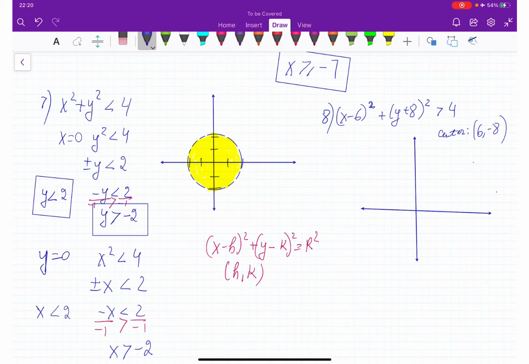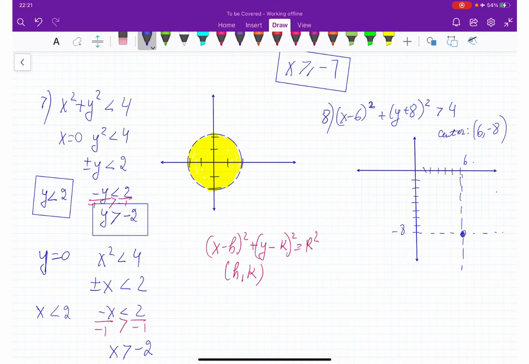Okay, let me move this one up a little bit, because we need 8, right? So 1, 2, 3, 4, 5, 6, 7, 8, negative 8. All right, it's coming like this. And 6: 1, 2, 3, 4, 5, 6, positive 6. It's coming down. All right, this is our center.